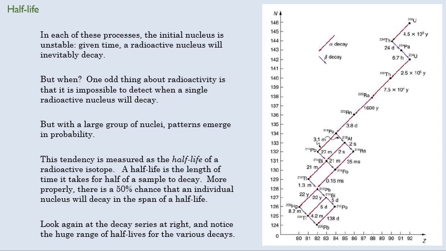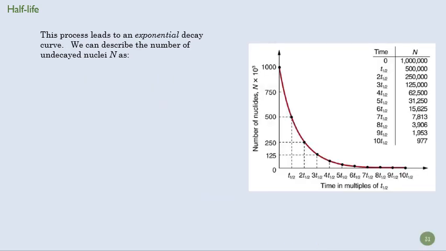As we mentioned last time, there's a huge range of half-lives in a decay cycle like this. So it ranges from trillions of years down to milliseconds. This is another instance of an exponential behavior that we talked about when we talked about capacitors and inductors in circuits. And that exponential decay means that the rate of decay depends on how much stuff you have.